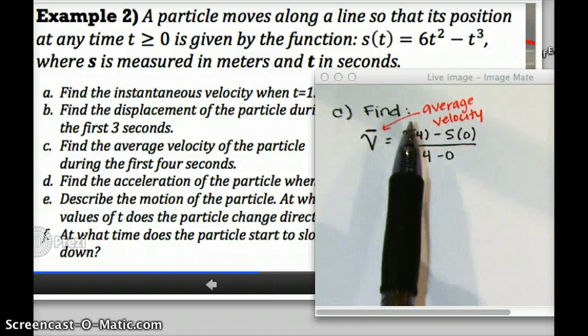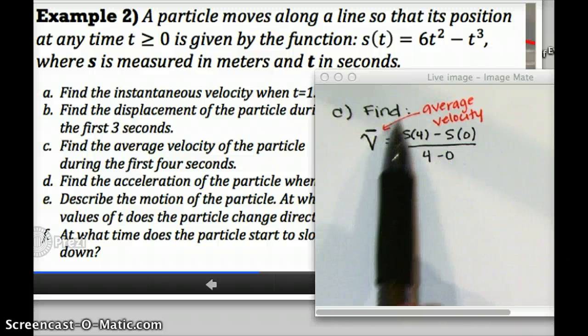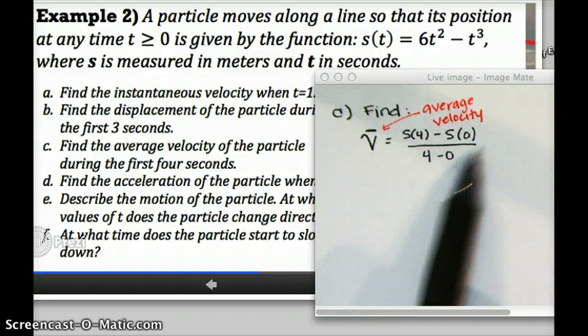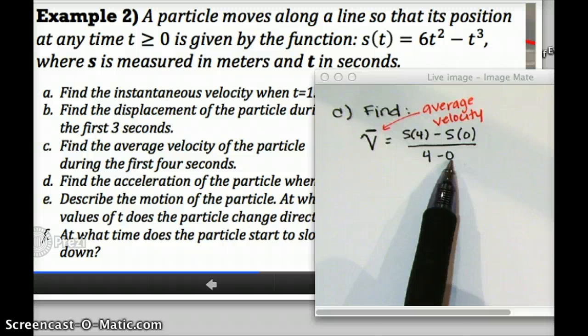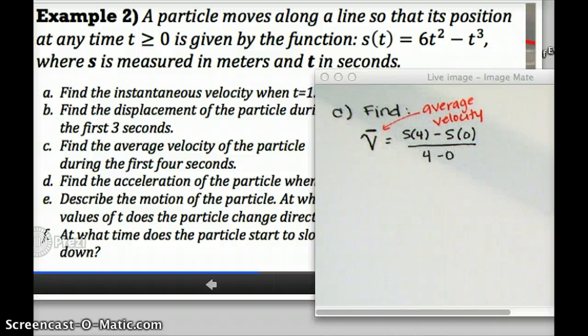So recognize that this really looks like y2 minus y1 over x2 minus x1. That's all that we're doing right here. In order to use this formula to find the average velocity of the first 4 seconds, obviously you need to calculate both of these numbers.